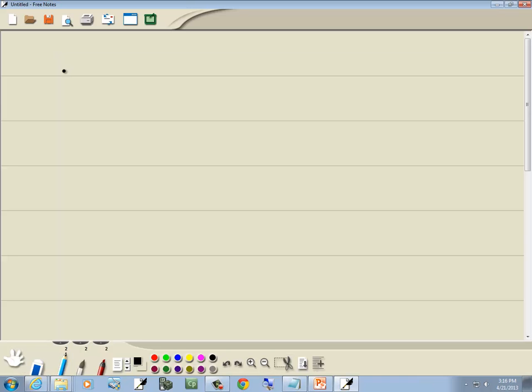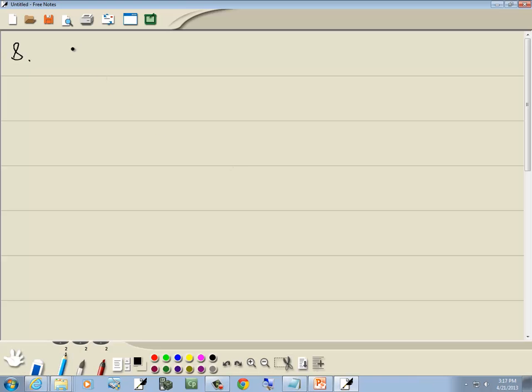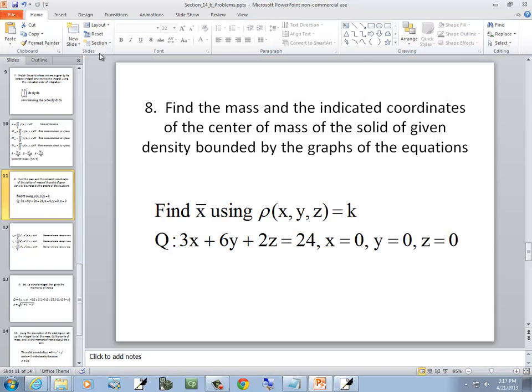Number 8. Okay. Looks like they're just wanting us to find one thing here, x bar. Find the mass and indicated coordinates. Rho. I don't do rho very well, so I just make it look like a P.